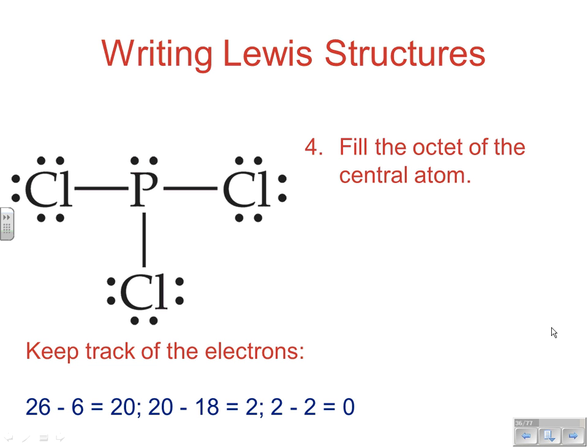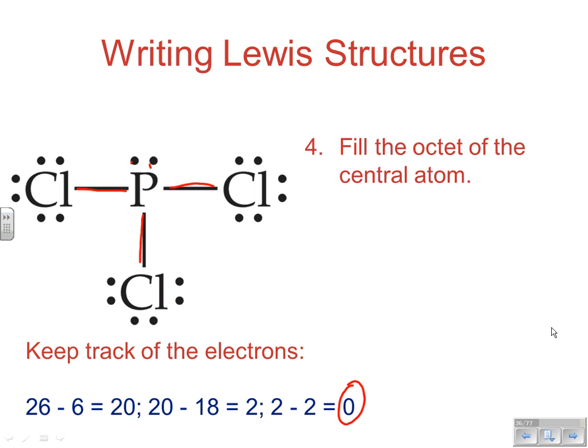Step 4, give an octet to your central atom. Now in this case, phosphorus had 3 single bonds, that's 6 electrons. It only needs 2 more dots, so we're going to draw a pair right there. And that brings us to a total of 0 electrons. That would be what phosphorus trichloride would look like. And at this point, we're done.